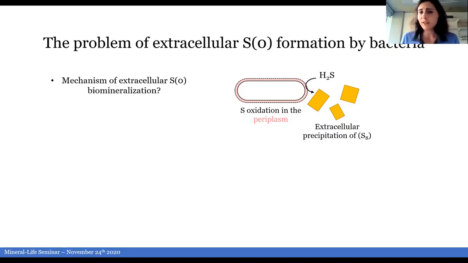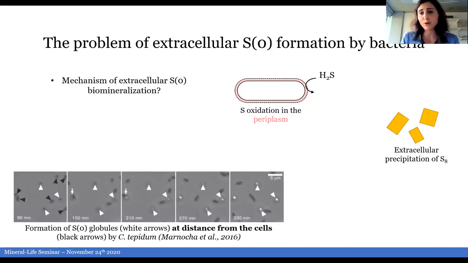If you look at all the enzymes that the bacteria need to oxidize, let's say, sulfide to elemental sulfur, they are located within the periplasm, so within the cell wall. However, extracellular sulfur precipitates outside of the cells. So here we have a problem with the location of the two processes. And it was even shown recently that extracellular sulfur can precipitate at distance from the cells.